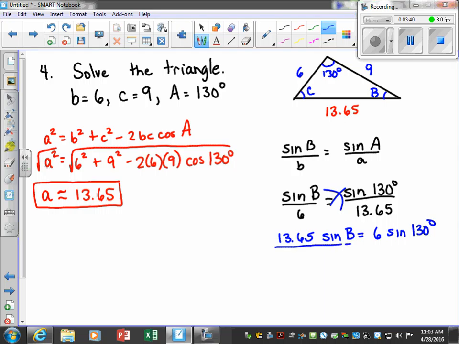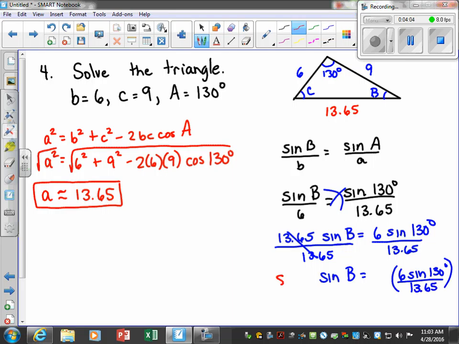Divide both sides. We want to get angle B by itself, so we're going to divide both sides by 13.65. Those will cancel, and we'll get sine of angle B is equal to our right hand side. At any point you could put this in the calculator, but just like we did before, to get angle B by itself, we'll take the sine inverse of each of these, and that will give us angle B is approximately 19.7 degrees.